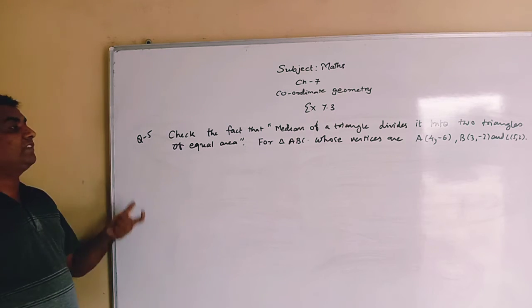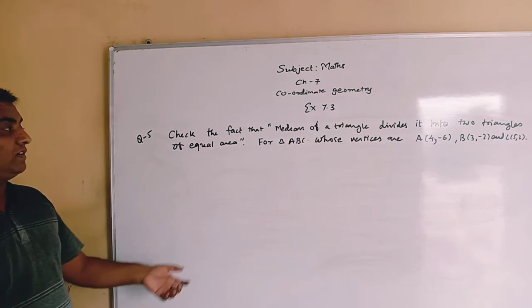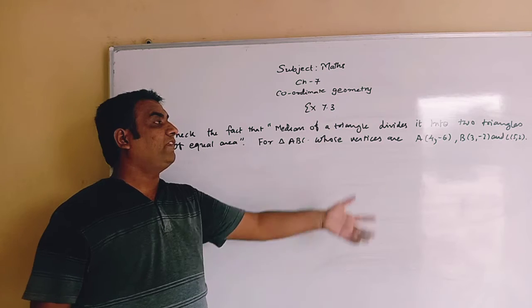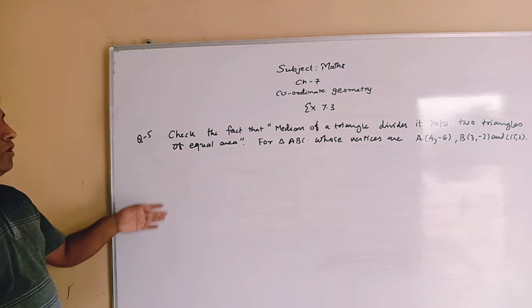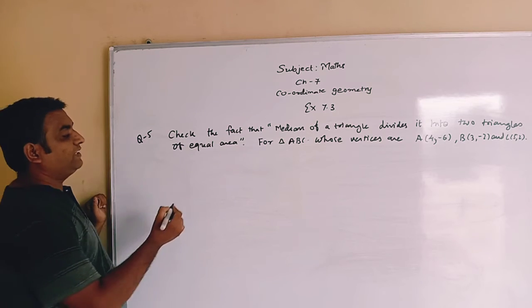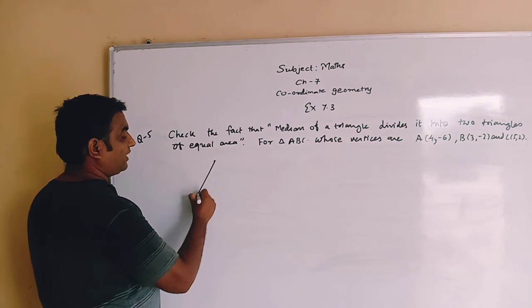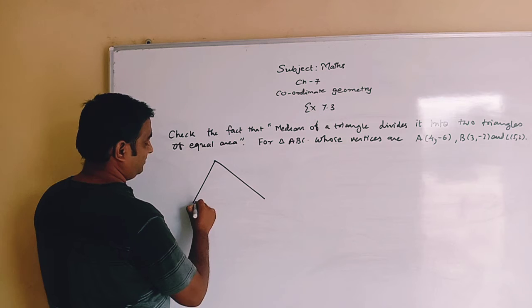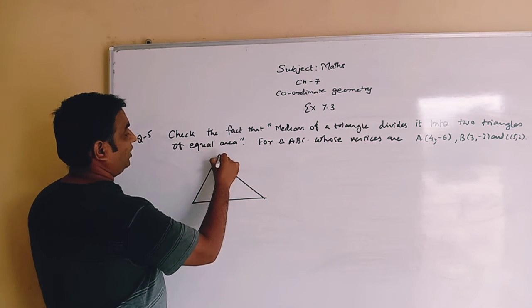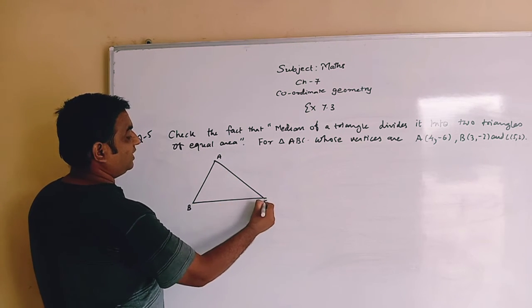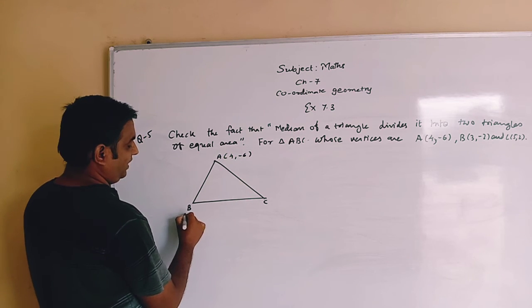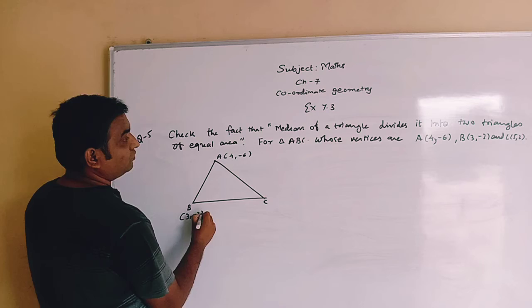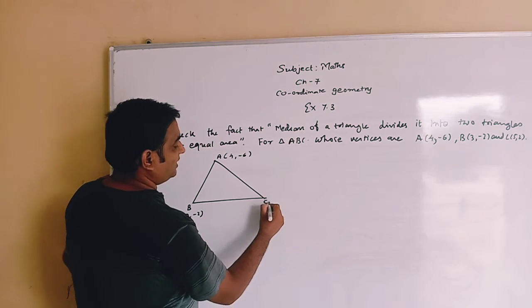Question number 5 is given. We have to check the fact: the median of a triangle divides it into two triangles of equal area. For that, triangle ABC is given. Its three vertices are given: A, B, C. A is given as 4 minus 6. B is given as 3 minus 2. And C is given as 5.